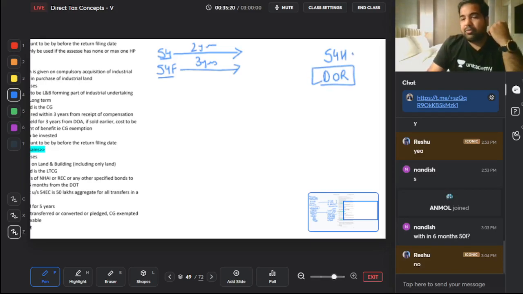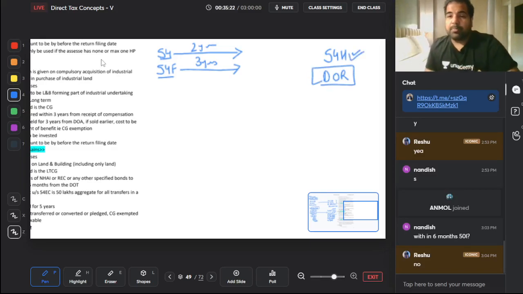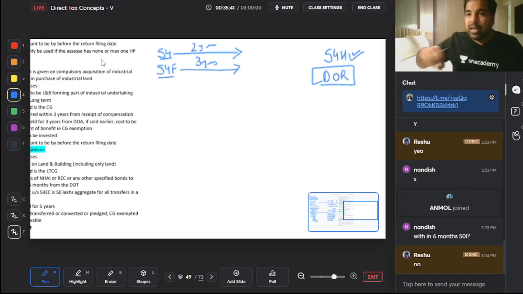I'll repeat this section 54H. What does the government say? There is a timer, guys. When I sell my house today, I have to invest in a new house within 2 years or 3 years. So there is a timer. When does the timer start? Whenever there is a transfer. So today is the transfer, from today's date it will start. But if today I have not transferred it myself, there is a compulsory acquisition, then in that case the timer will start from the date I get the receipt of the money from the government. That is section 54H.